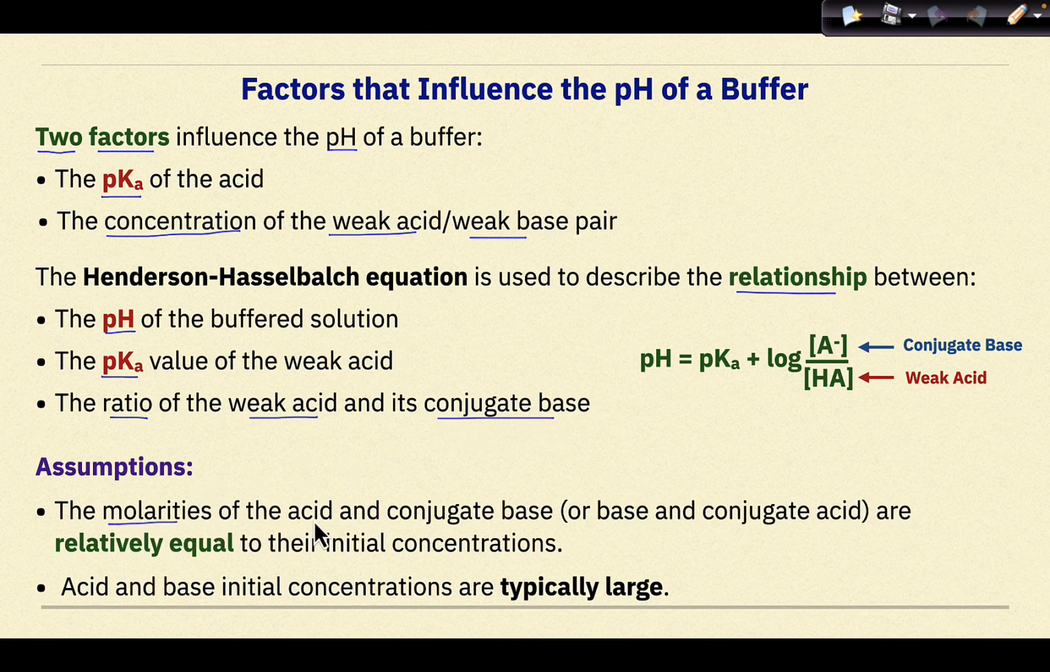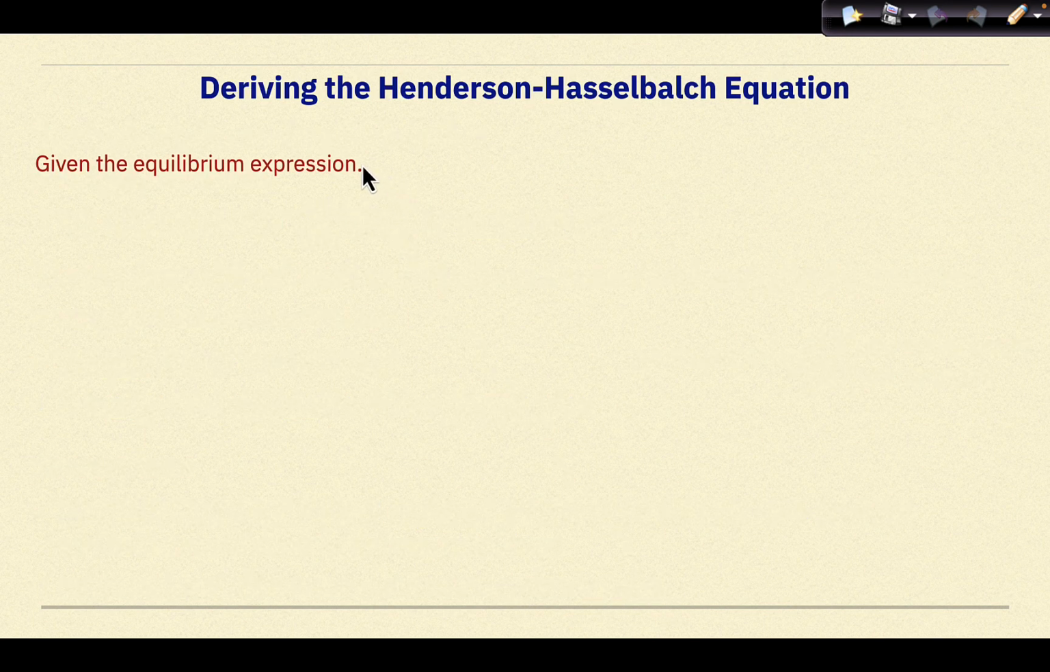Assumptions. The molarities of the acid and conjugate base, or base and conjugate acid, are relatively equal to their initial concentrations. Acid and base initial concentrations are typically large. Let's talk about how we derive the Henderson-Hasselbalch equation. So we're given the equilibrium expression, Ka is equal to the hydrogen ion concentration times the concentration of the weak base divided by the concentration of the weak acid.